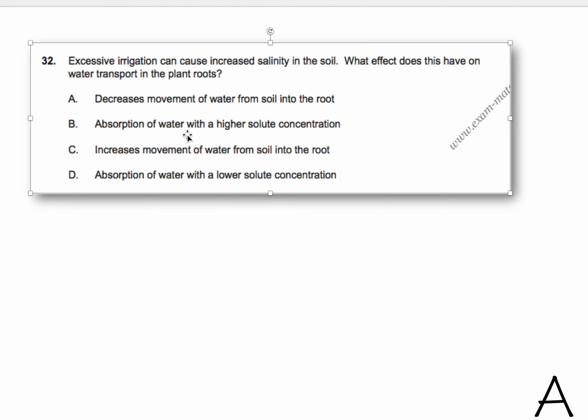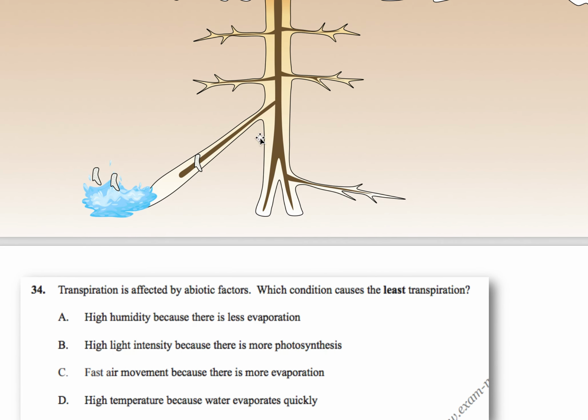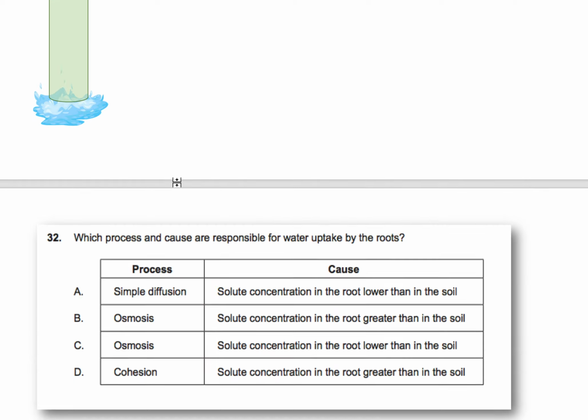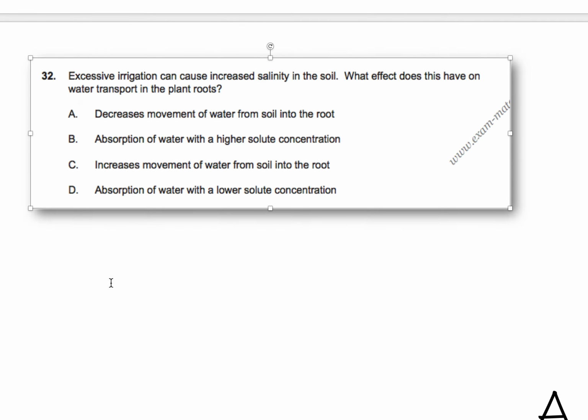So B, absorption of water with a higher solute concentration. No, this is not true, because just because the water has more solute now doesn't mean it will still move in. It wants to stay here, so you won't get water with more solute. It just simply wouldn't move. It wouldn't move as much as before. Okay, and C is saying the opposite of A, and then D is saying the opposite of B. And we know B is not even close to correct, so D is also not correct. So it's got to be A.